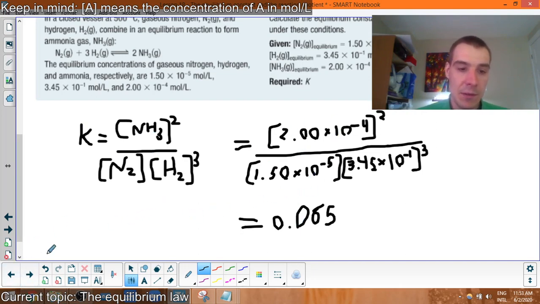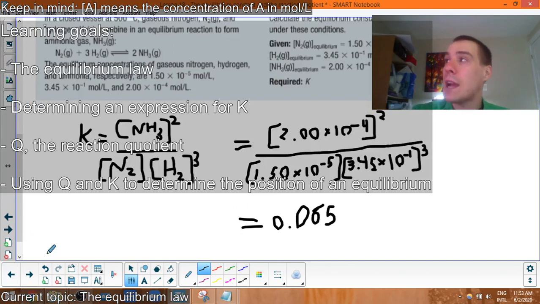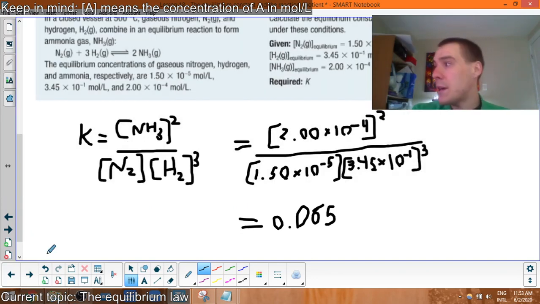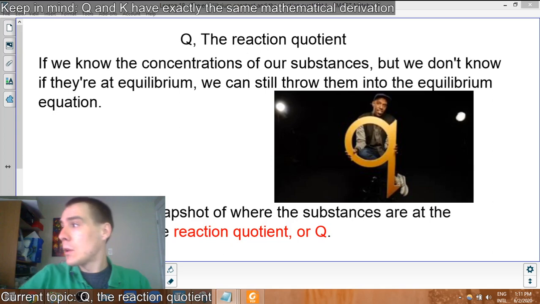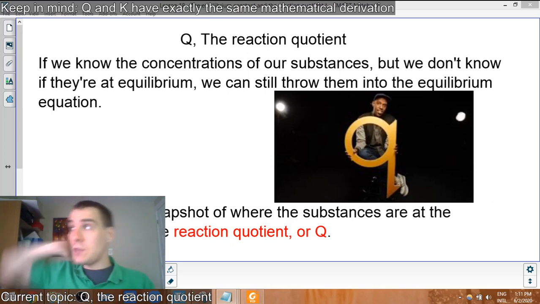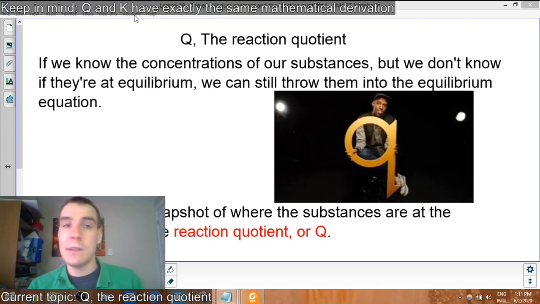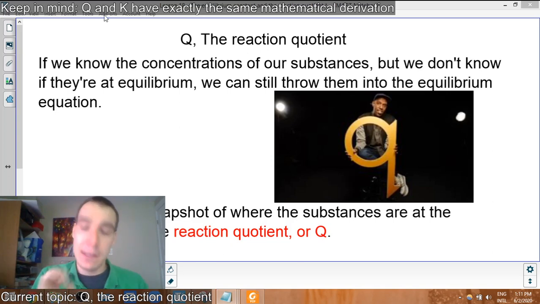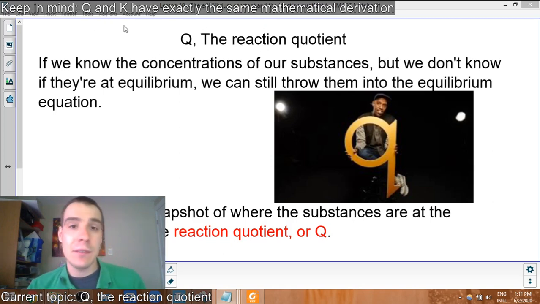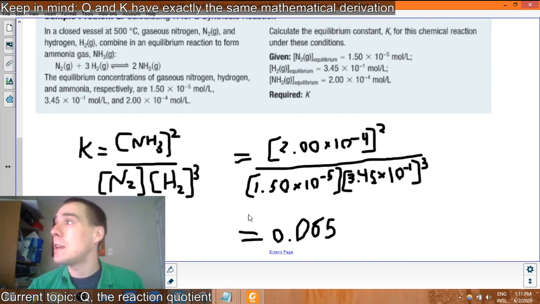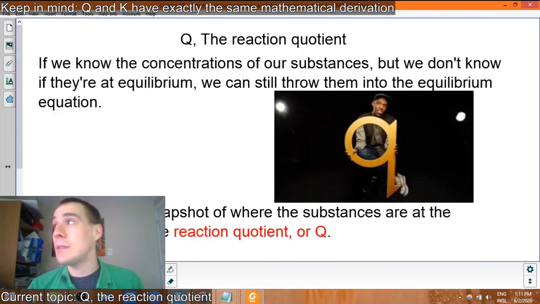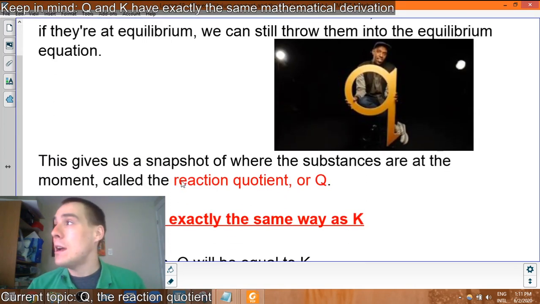Next up, we're going to talk about Q, the reaction quotient. So I'm going to pause, and I'm going to get that set up. So now we're going to talk about Q, which is called the reaction quotient. And the thing to keep in mind here is that Q and K have exactly the same mathematical derivation. So Q is calculated exactly the same way we did K. So like here we calculated a K value. You do the Q value in exactly the same sense.